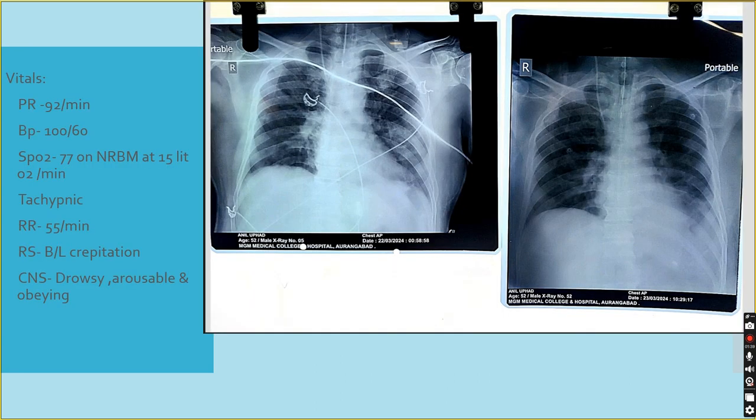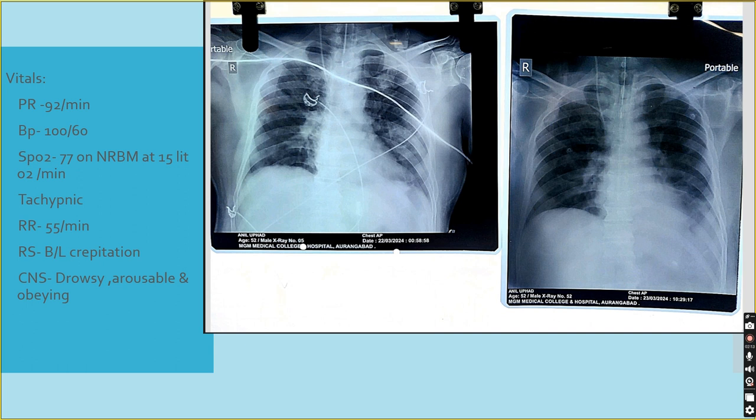Vital parameters, if you see, he has tachycardia and a blood pressure of 100 by 60. His oxygen saturation was 77 on oxygen with a non-rebreathing mask at almost 50 liters of O2 per minute. He was tachypneic, with a rate around 55 per minute. Bilateral lower zone crepitations. He was drowsy, arousable, and obeying commands. So that was a brief clinical history and finding on examination.